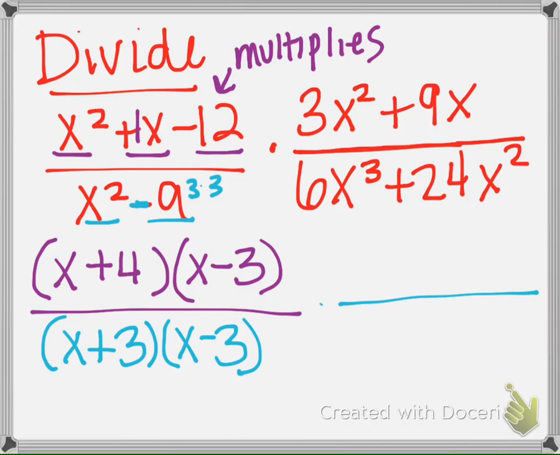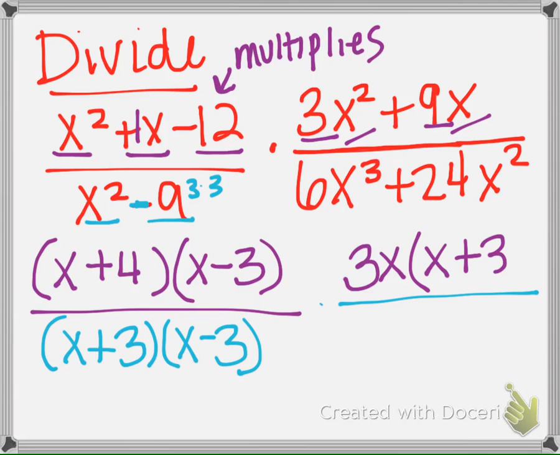Okay, over here we have a binomial, so we're looking for a GCF of 3 and 9, so 3. And they both have x's, so x is in common. And then we have x plus 3 here. And now the denominator here, 6 and 24, 6 is a GCF, and they both have x's, so they have x squared in common. We take the one with the lowest exponent.